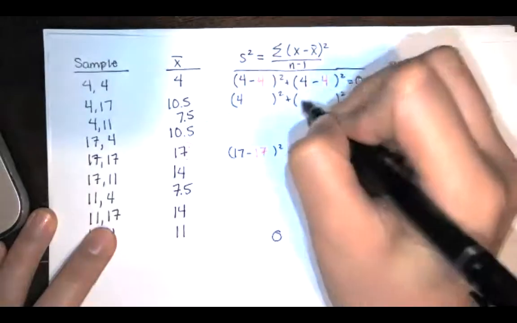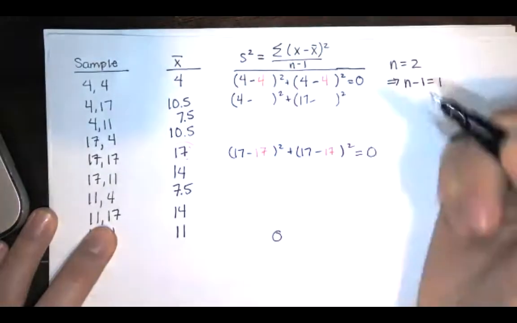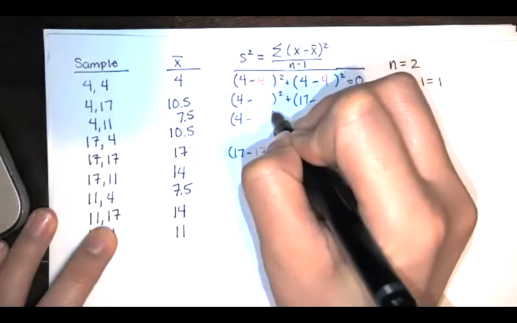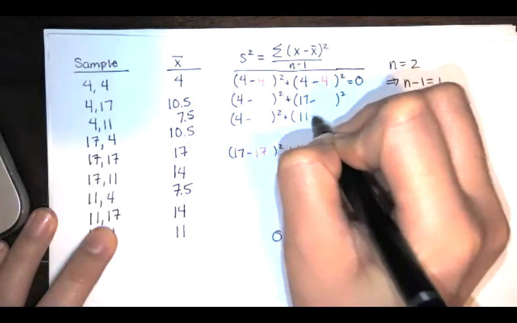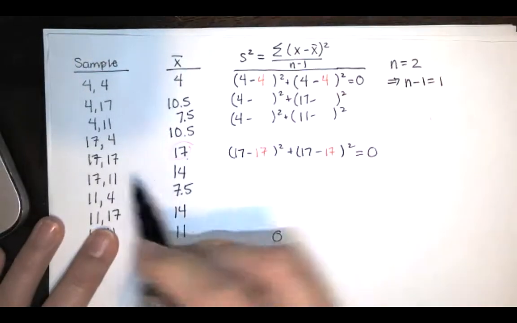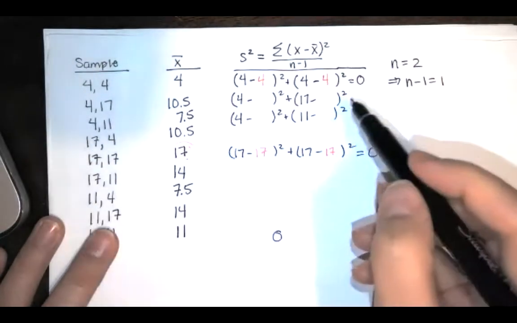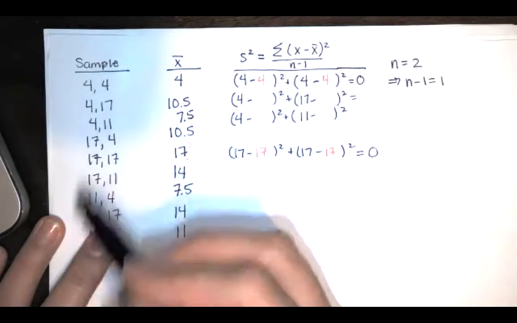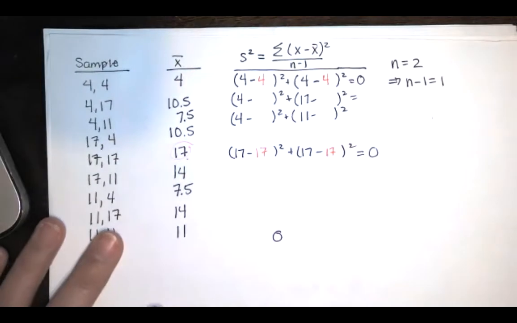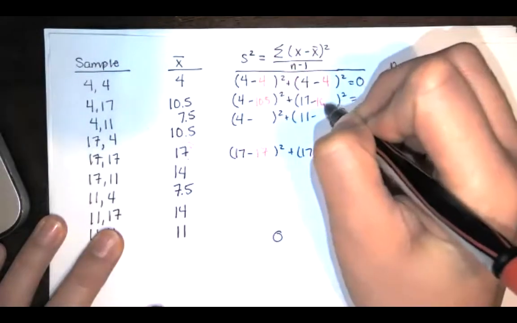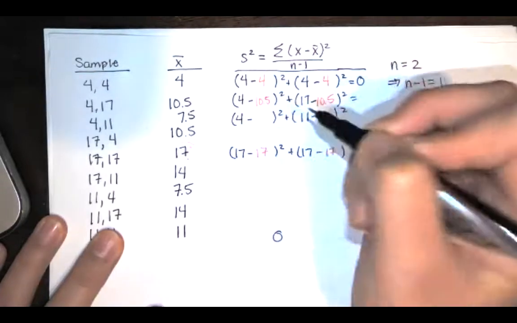So we'll have 4 and 17 here. We're going to subtract the means. We'll square those and add them together. Here we'll have 4 and an 11. We're going to subtract the means and add those together. And then we've got 17 and 4 again. Whatever we get over here for this 4 and 17 will be the same answer for the 17 and 4. So let's fill in our means.